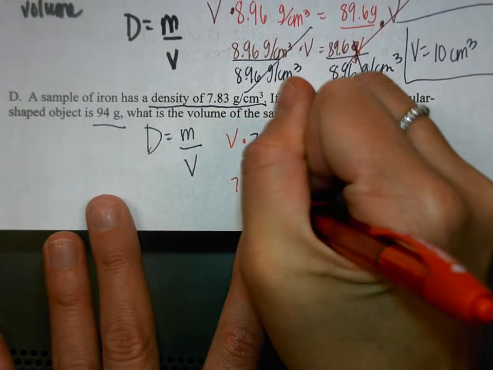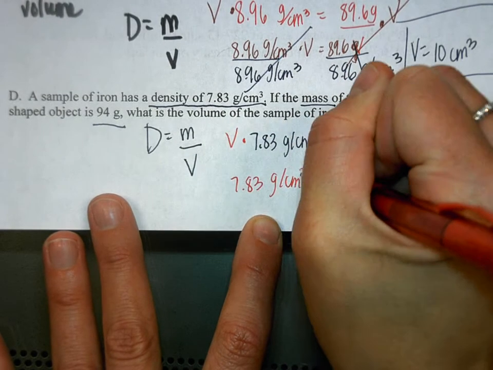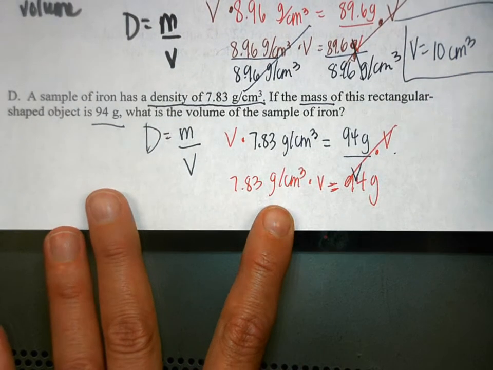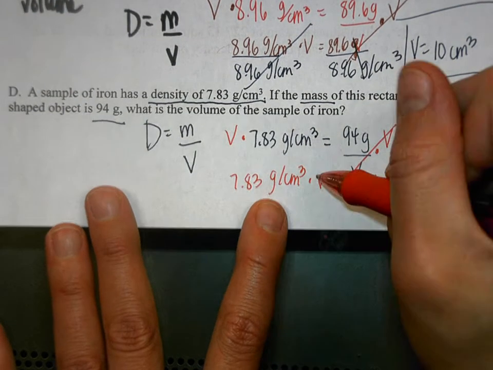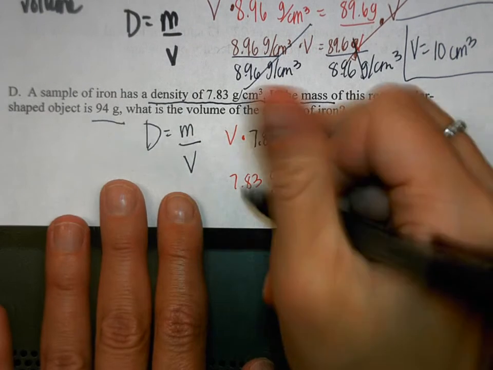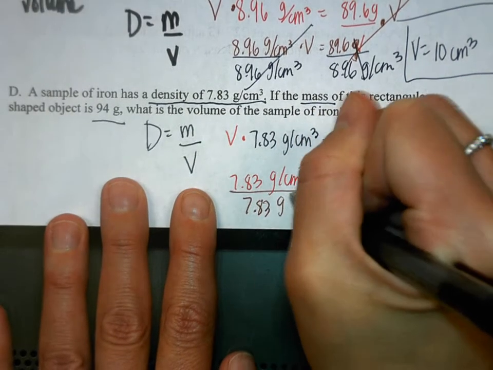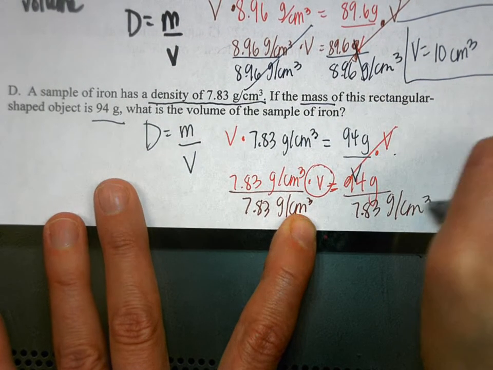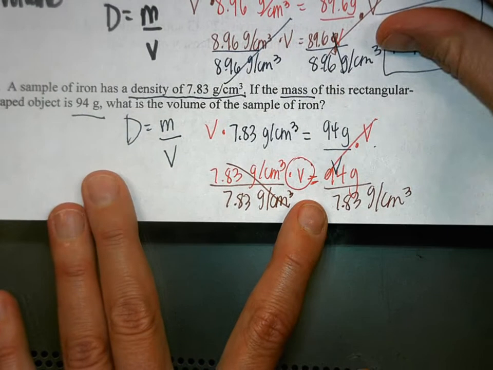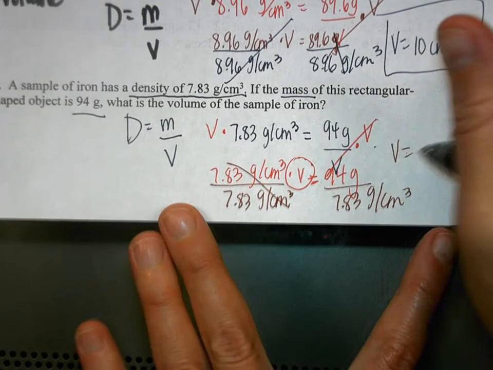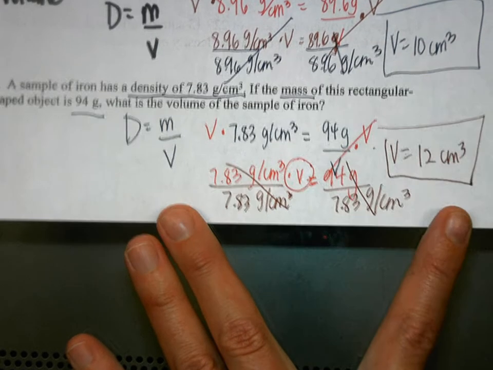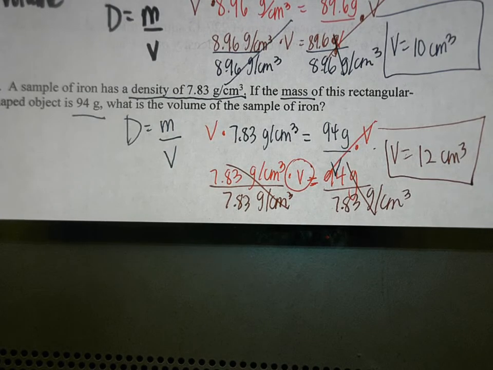So I have 7.83 grams per centimeter cubed times v equals, and then that's 94 grams. And in order to get this v by itself, we have to divide both sides by 7.83 grams per centimeter cubed. So 7.83 grams per centimeters cubed. These cancel. And we end up with our volume equaling 12 centimeters cubed, because again, our grams will cancel out. Okay. Moving to the back side of notes, E.